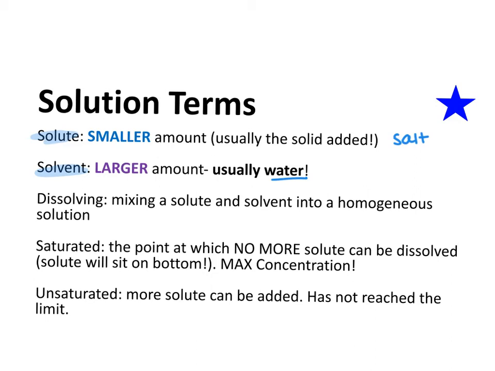Now, the next one is dissolving. Dissolving is when I'm mixing a solute and a solvent into a solution. So, for example, when I put salt in water and I stir it, my salt will dissolve. We got a chance to see that in our lab.